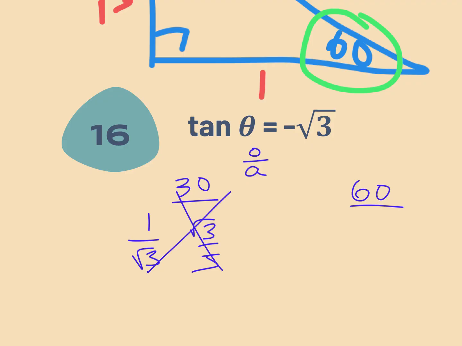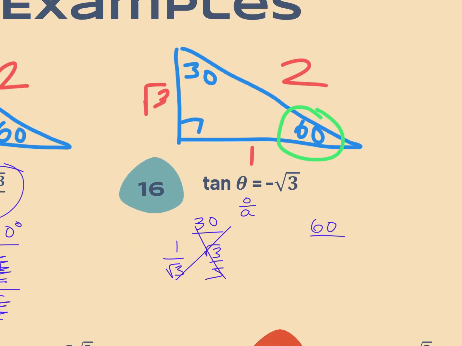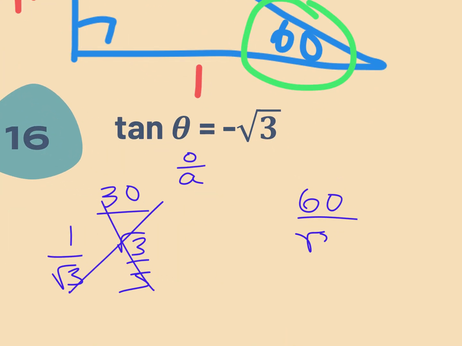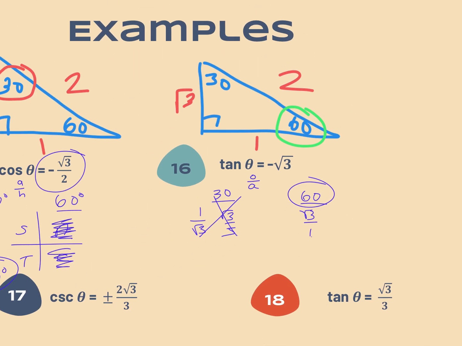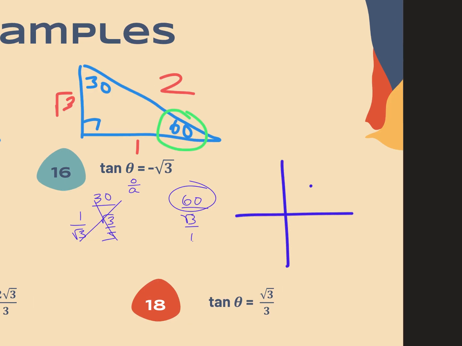No. So let's do tangent of 60. What's tangent of 60? Square root of 3 over what? 1. Is that what I'm looking for? Yes. So you know 60 is your reference angle. So where are we looking? All students take calculus. I'm looking where tangent is what? Negative. So what two quadrants am I crossing out? 1 and 3.